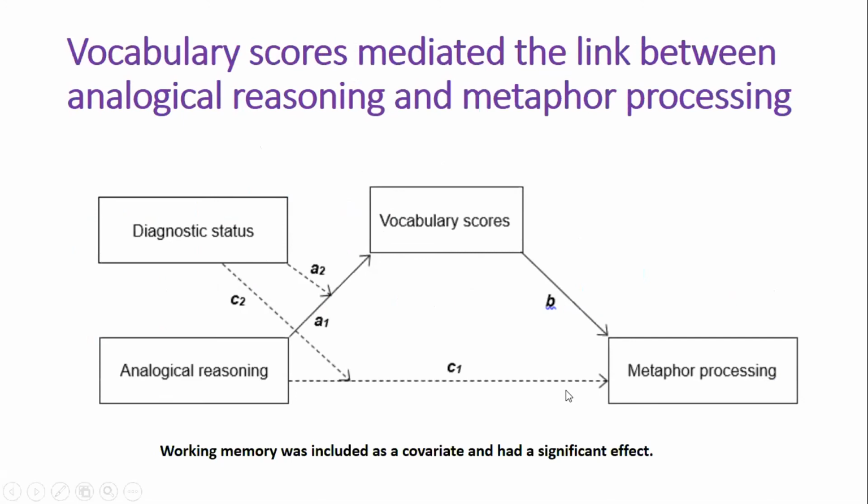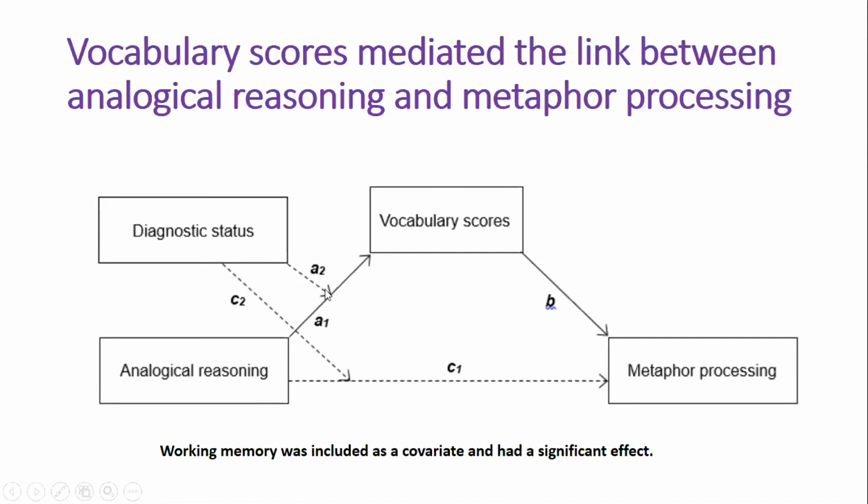Okay, so if you think about the results of the correlational analysis that I presented earlier, you probably noticed that vocabulary scores were related to both analogical reasoning and metaphor processing in the typically developing group, so these correlations were significant, and there was a similar trend in the autistic group. So in this mediation analysis, we checked whether vocabulary scores actually mediated the link between analogical reasoning and metaphor processing. And this was actually the case.